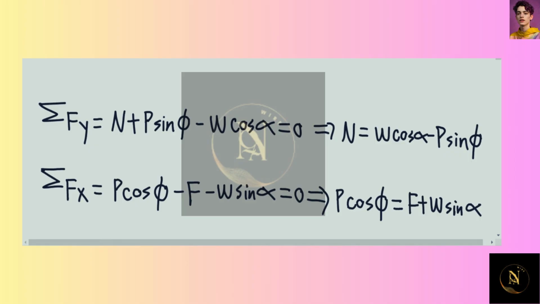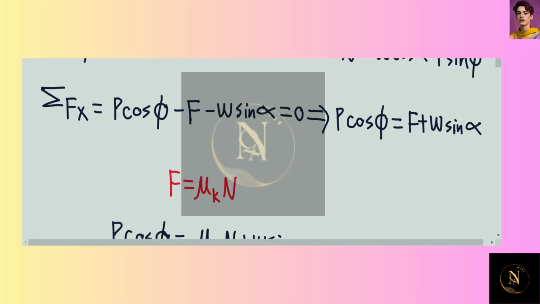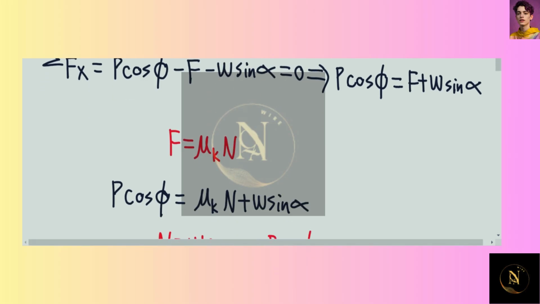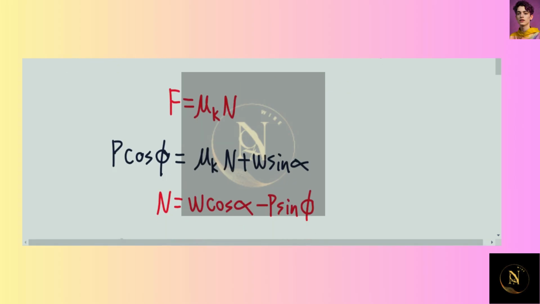And we know F here is the kinetic friction, and W here is the gravity of the object. Now we also know that the friction is equal to mu k N, where mu k is the coefficient of kinetic friction. We can use mu k N to substitute for F. So we have P cosine phi is equal to mu k N plus W sine alpha. And remember, normal force N is equal to W cosine alpha minus P sine phi.